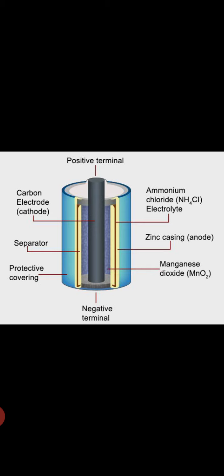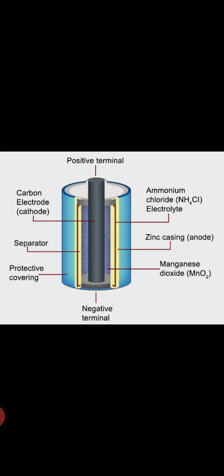Next, we'll come to the primary cells. The primary cells are those cells in which the cell reaction occurs only in one direction and the reaction cannot be reversed by an external energy source. You can see the definitions in my notes. So, a primary cell is a cell in which the cell reaction occurs only in one direction and cannot be reversed by any external energy.